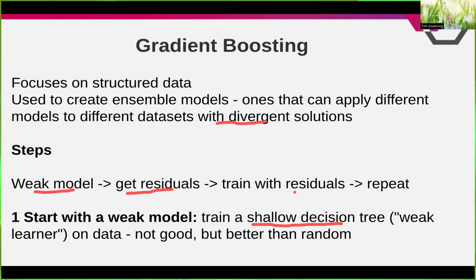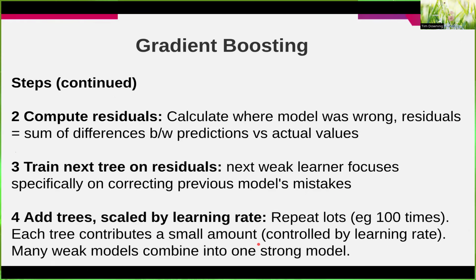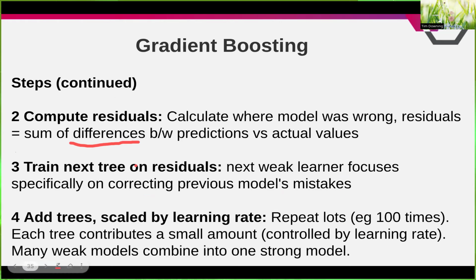And we look at the residuals from that. So we calculate where the model is wrong, we sum that up, and that could be using something like mean squared error, and get the sums of squares between the differences between the predictions versus the actual values. We then train the tree on the residuals to correct the previous model's mistakes, and repeat that process iteratively until we get a sufficient number of runs that we get a better model.